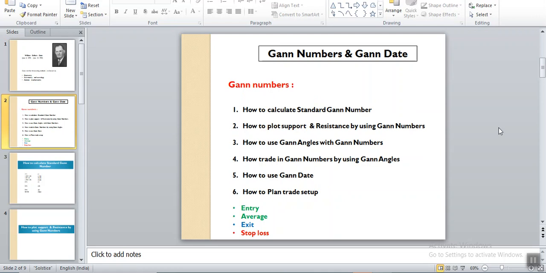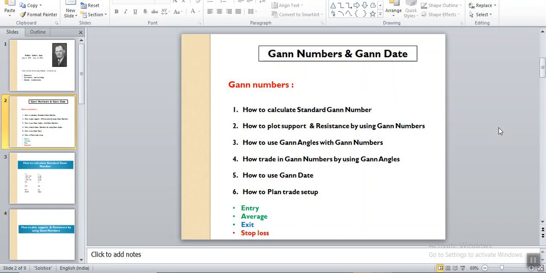Here are the topics I am going to cover. First, how to calculate standard Gann numbers. Standard Gann numbers are standard, so they won't change from market to market; the numbers remain the same. Using the Gann numbers, I'll show you how to plot support and resistance. The next topic is the Gann angle: how to use these numbers as angles, like 90 degrees, 180 degrees, 270 degrees, and how the numbers react as an angle.